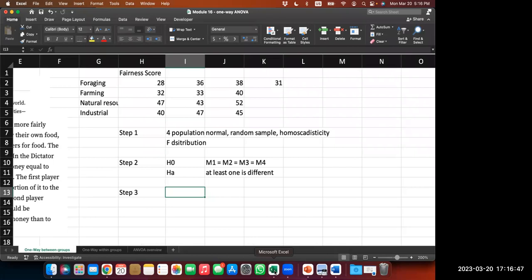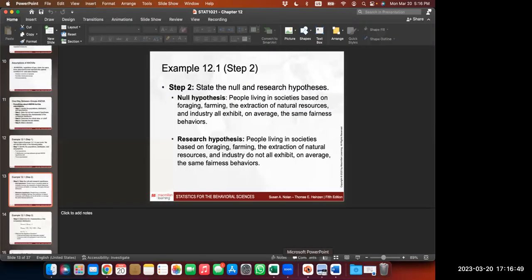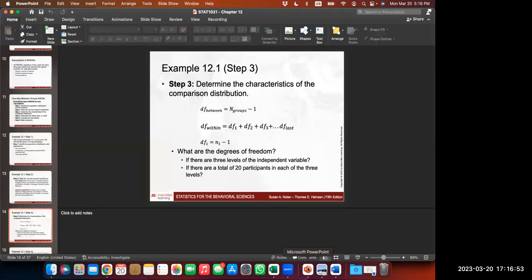Good. So in step 3, we now need to quantify our population characteristics. For that, we need a degree of freedom between and a degree of freedom within. Basically, the degree of freedom between is the number of groups minus 1, whereas the degrees of freedom within is the sum of all individual degrees of freedom.